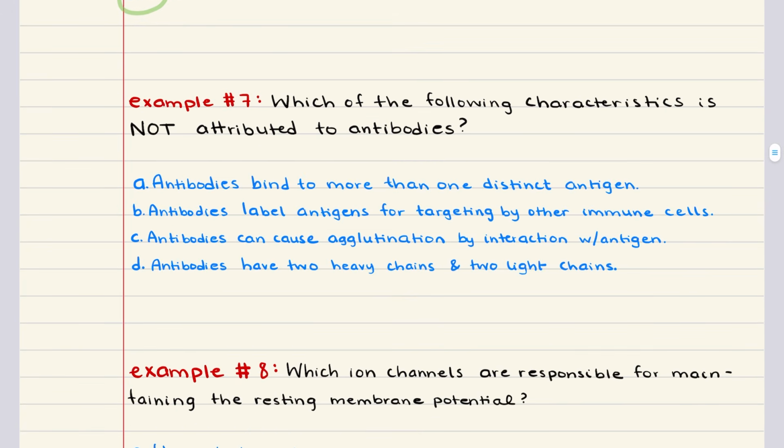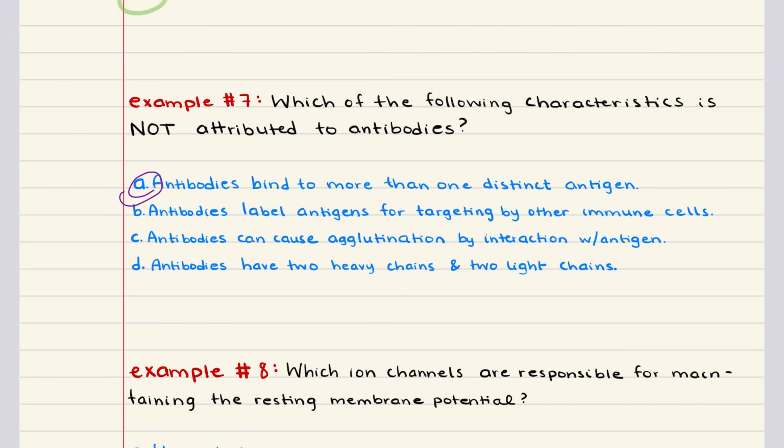Problem 7 says, which of the following characteristics is not attributed to antibodies? So here we're looking for the one false statement among the 4. Let's go through each option. A says antibodies bind to more than one distinct antigen. That's false and our correct answer.